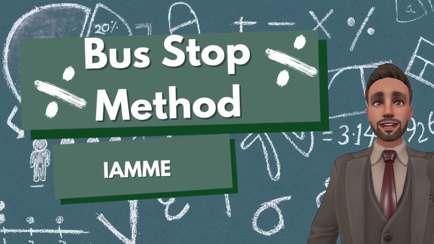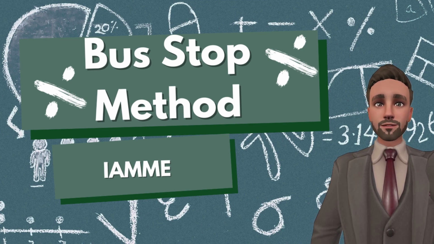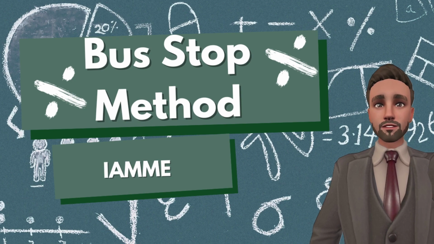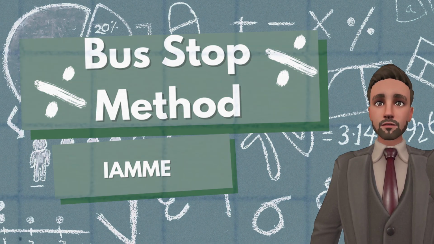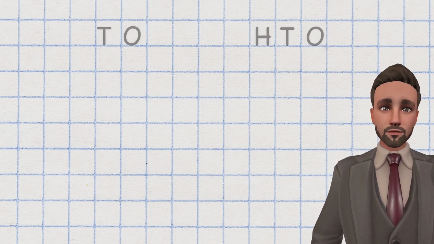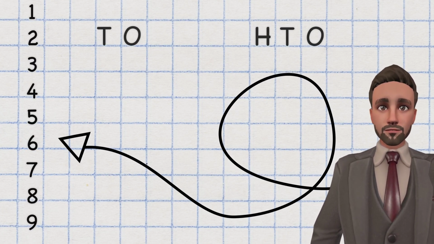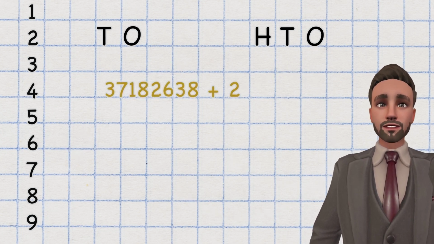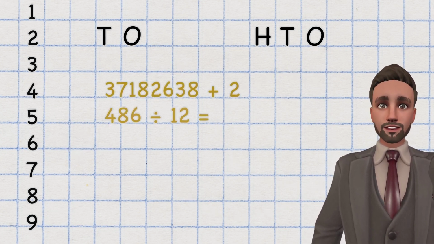Hello and welcome back to IAmMe, where today we're going to be looking at the bus stop method. The bus stop method is often introduced in Year 4 in England, but has varying levels of difficulty. For this video, we'll be looking at dividing 2 and 3-digit numbers by a single digit. However, the method stays the same for bigger numbers and even when dividing by 2 or more digits.